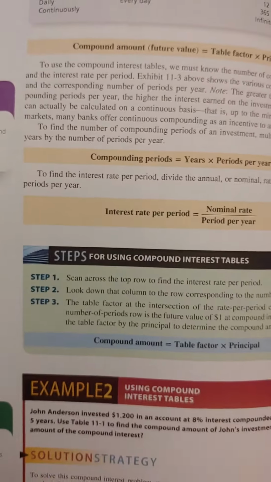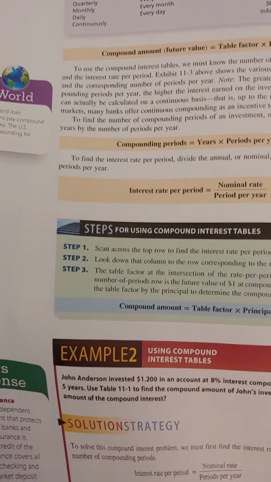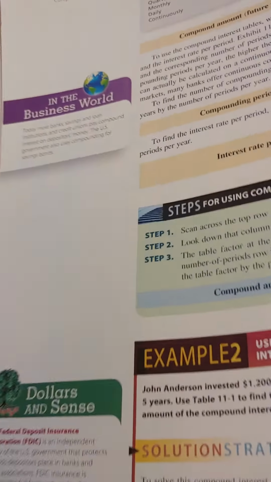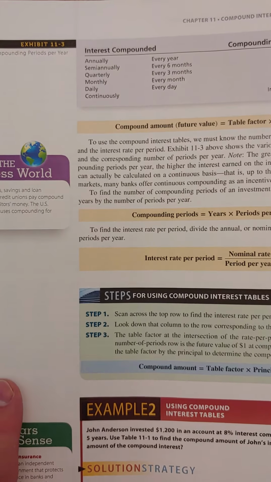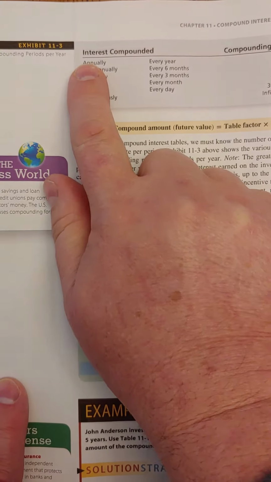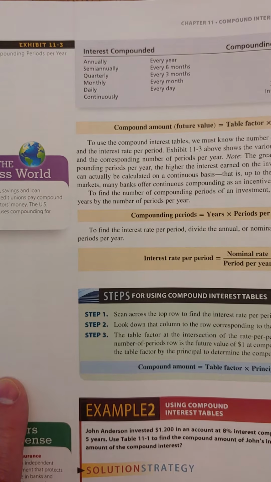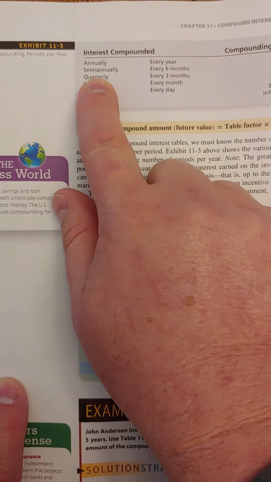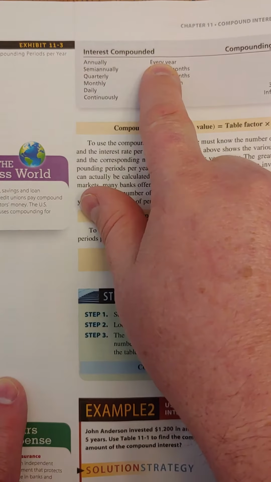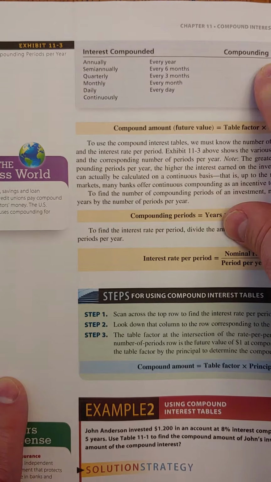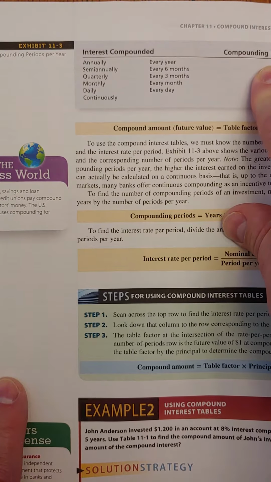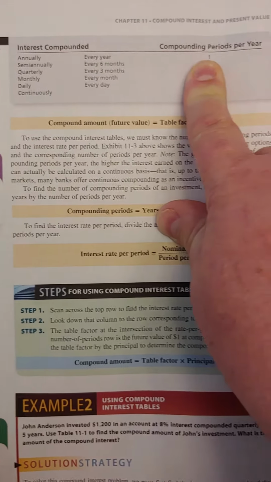So, turning next to page 346. All right? We have to understand how interest is compounded. So we look at how many compounding periods. So we talked about if it's annually, that's just once a year. So there's one compound. If it's annually, there's only one compounding period per year.